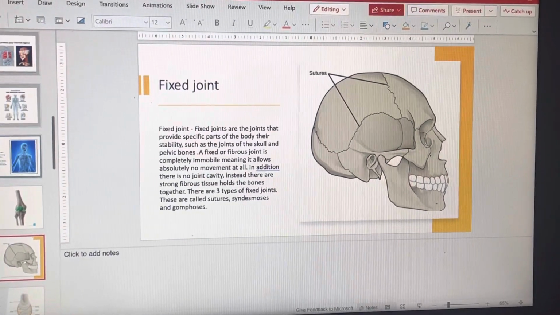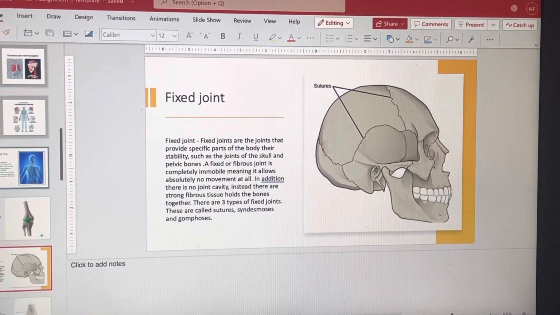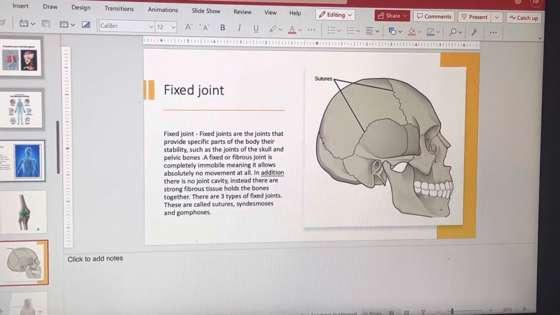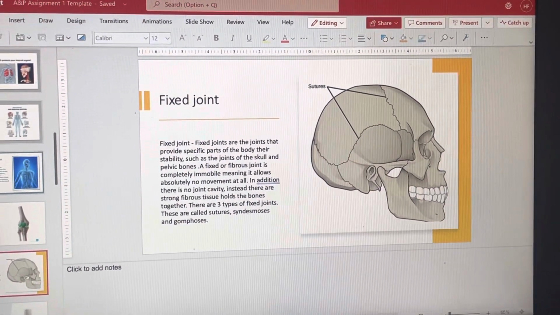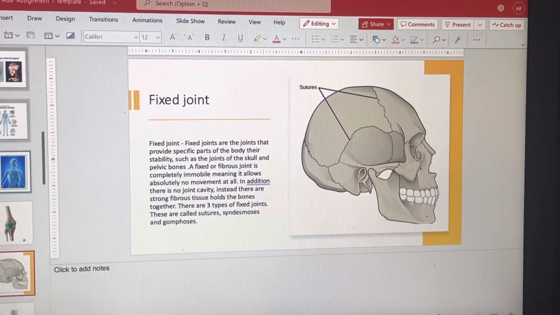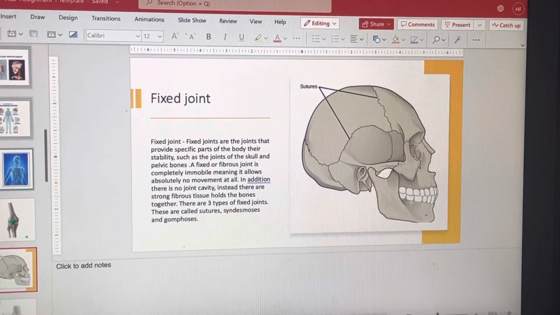In addition, there's no joint cavity. Instead, strong fibrous tissue holds the bones together. There are three types of fixed joints. These are called sutures, syndesmoses, and gomphoses.